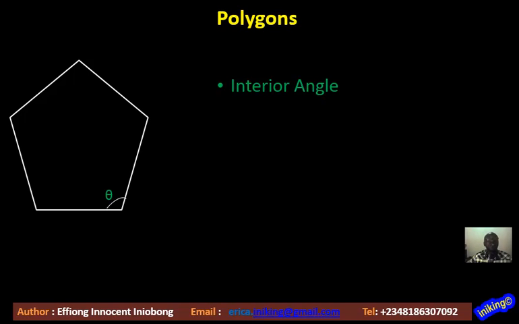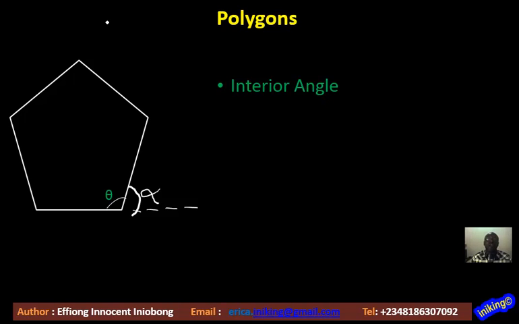To demonstrate the exterior angle of a polygon, I'll need to extend one of these sides. If I extend this side, for example, the angle created there outside is called the exterior angle of the polygon. Let's call that angle alpha.